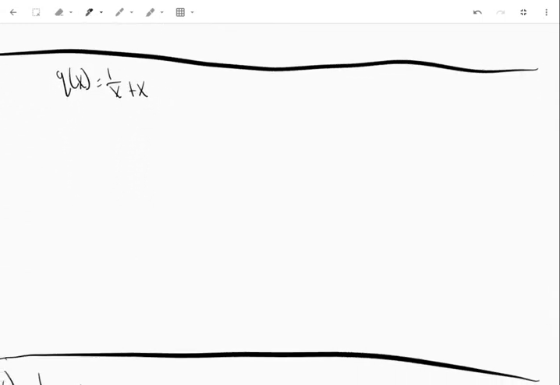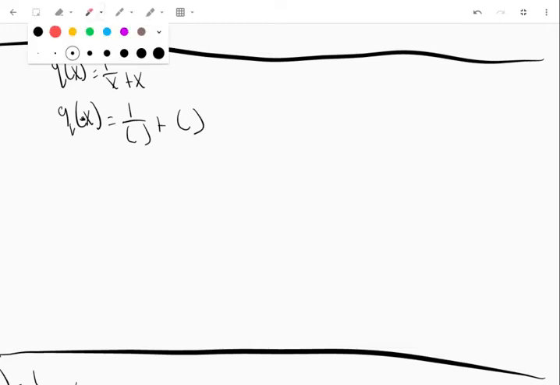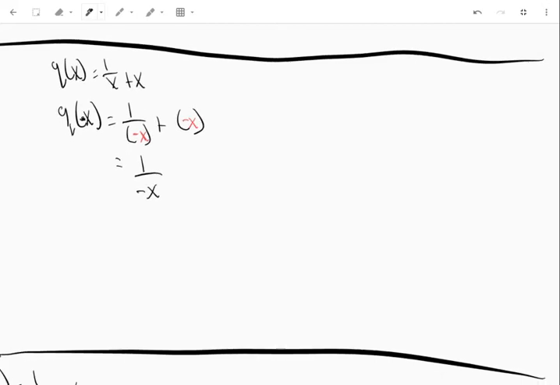Okay. Number 3, q of x. Let's compare it to q of negative x. Okay. So again, replace x with negative x and simplify. So this would be 1 over negative x plus negative x, or minus x. Okay. And we can see here these are not the same. So this is not even.